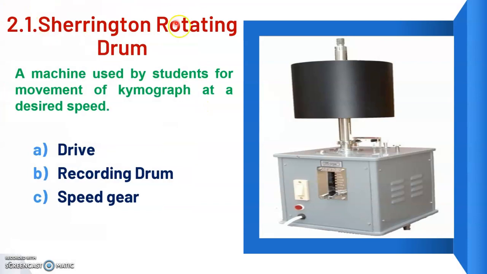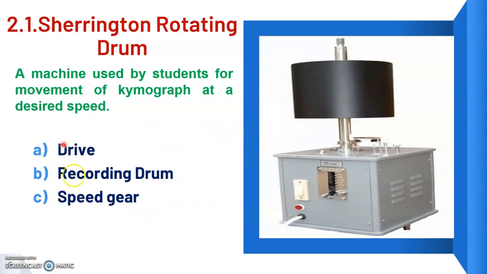Second one is the Sherrington rotating drum. That drum machine is used to check the movement of the camograph at the desired speed. If you see this image, it is cylindrical in shape, with a black surface. On this black surface, we stick the camograph paper, and with the help of that camograph paper we record the readings.